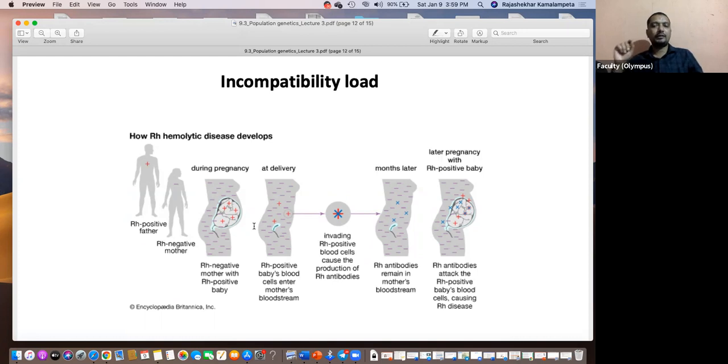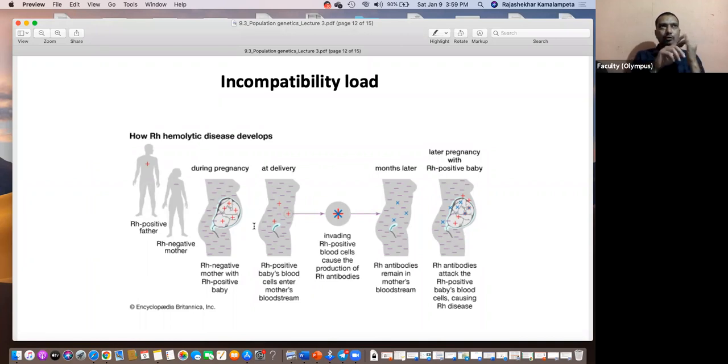A person with B negative can take blood from what blood group people? B negative or O negative can give. Can O positive donate blood to a B negative person? No. The idea is this.